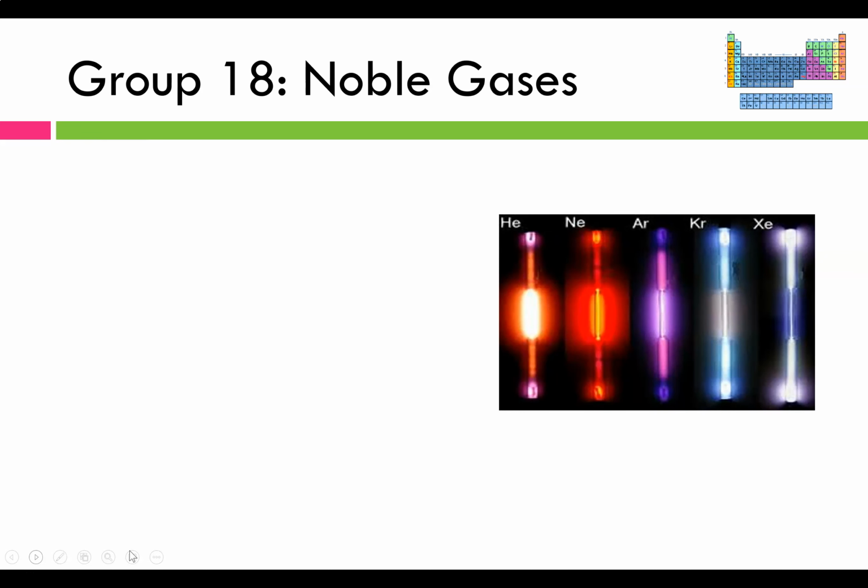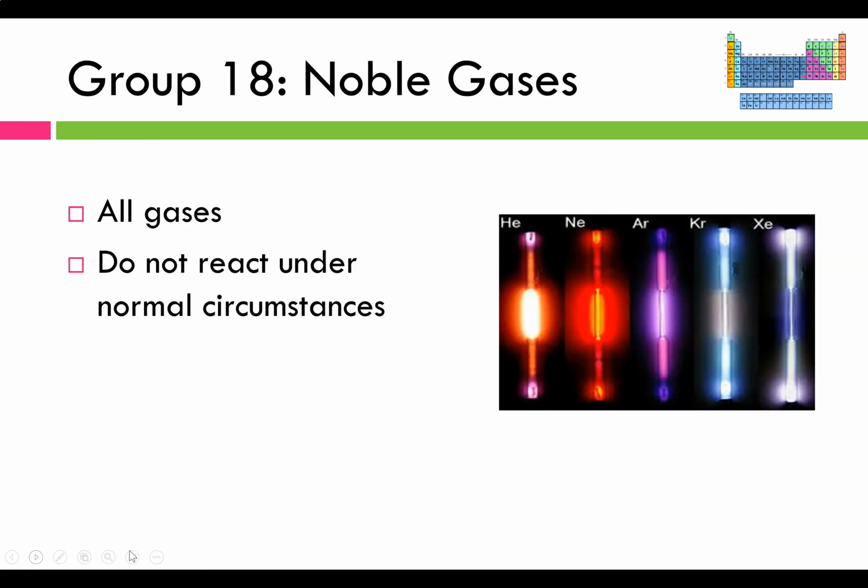Group 18, by now you probably know them as the noble gases. All of them are gases, as the name suggests. Under normal circumstances, they're not going to react. Helium, neon, argon are completely inert. Try as you might, you can't get them to react. Krypton and xenon will react with something like fluorine if you really force them to. But generally speaking, they do not react. Again, we call that inert.